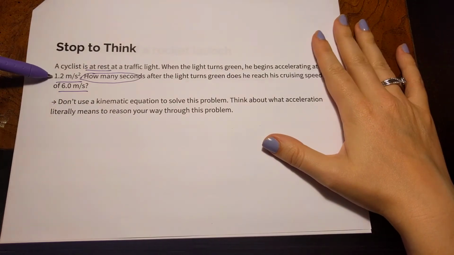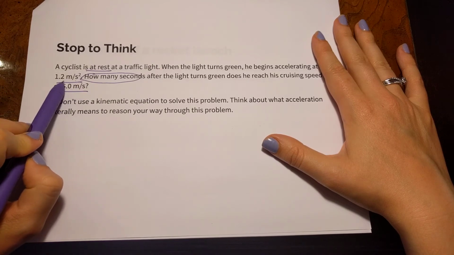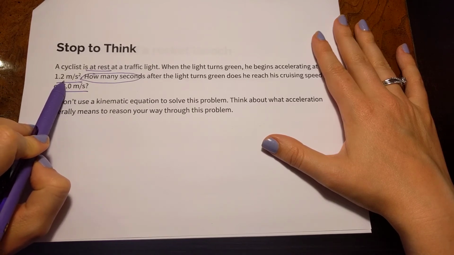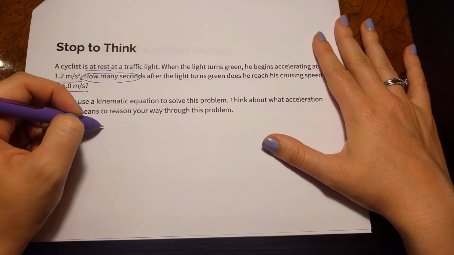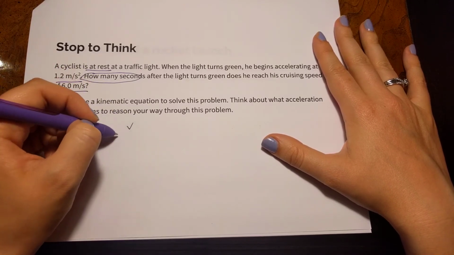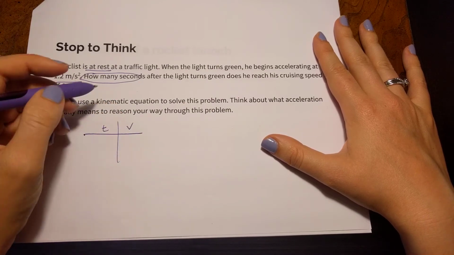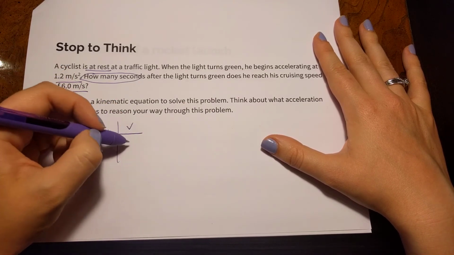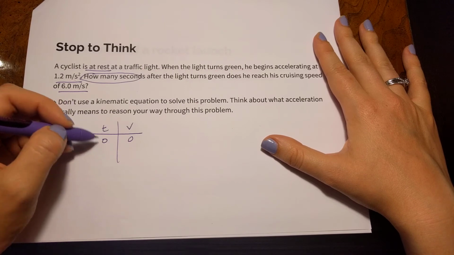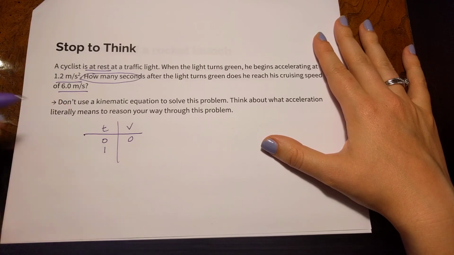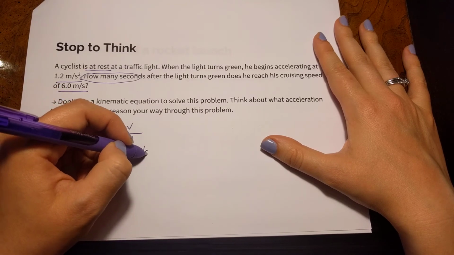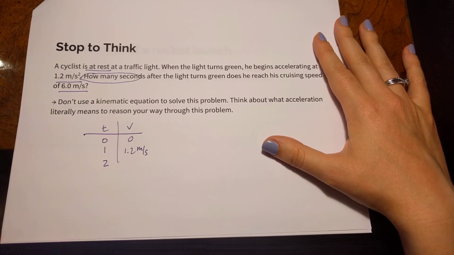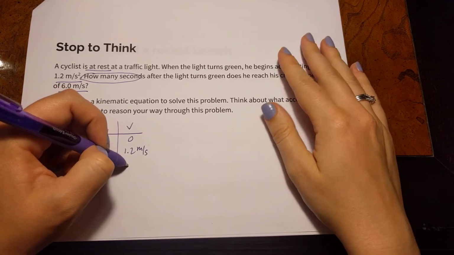Our acceleration here says that for every 1 second, we're going to increase our speed by 1.2 meters per second. So if I made a table of our time and our velocity: at 0 seconds, we're moving at 0 meters per second. Let's have 1 second elapse. My velocity then is going to be 1.2 meters per second. At time equals 2, so another second has elapsed, we'll be at 2.4.